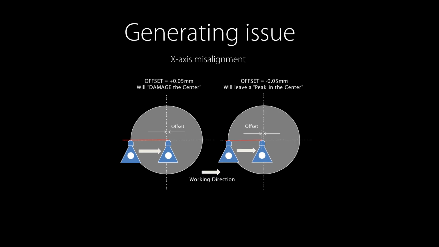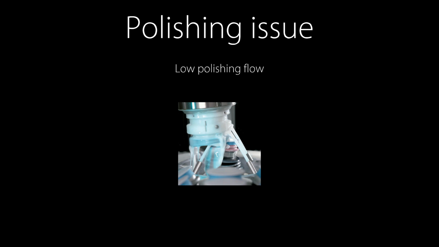Second, let's look at a polishing issue that can happen when the polishing flow is simply too low. The polishing flow keeps the temperature down during the polishing process, and if the flow is not high enough, problems can happen.